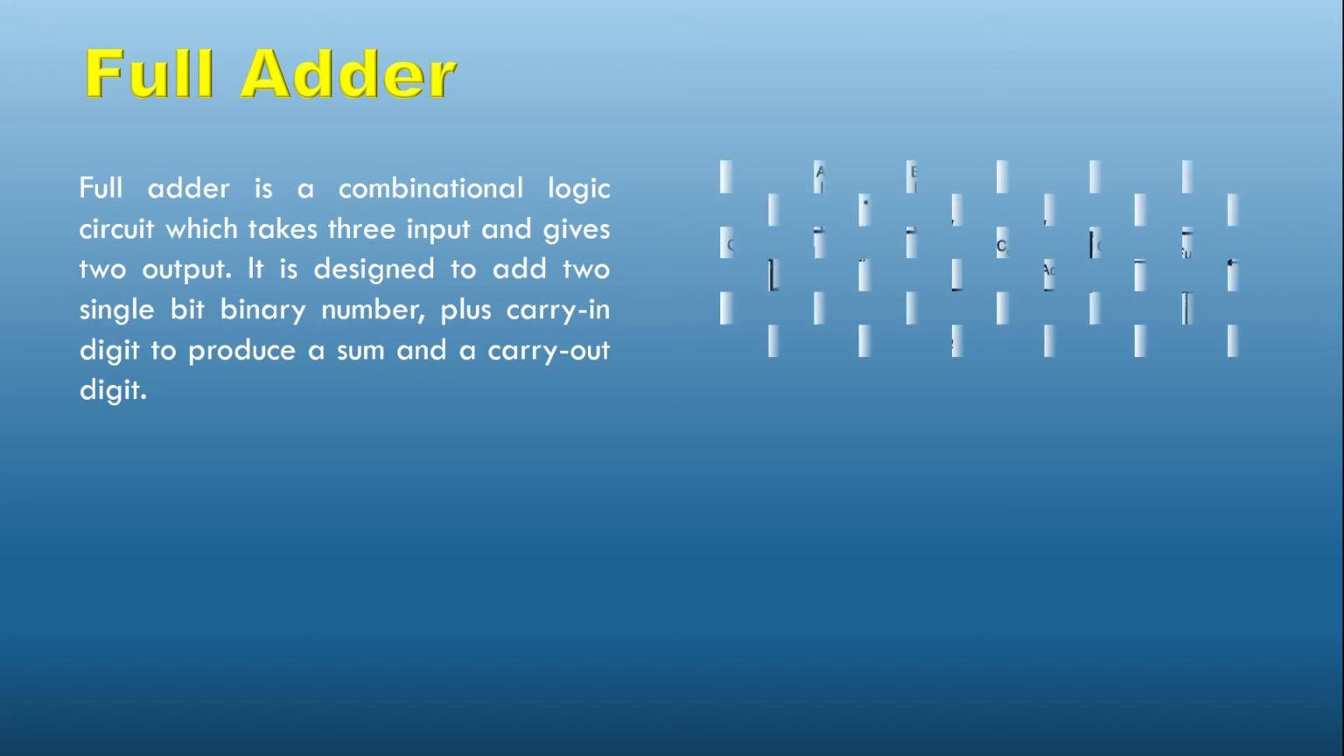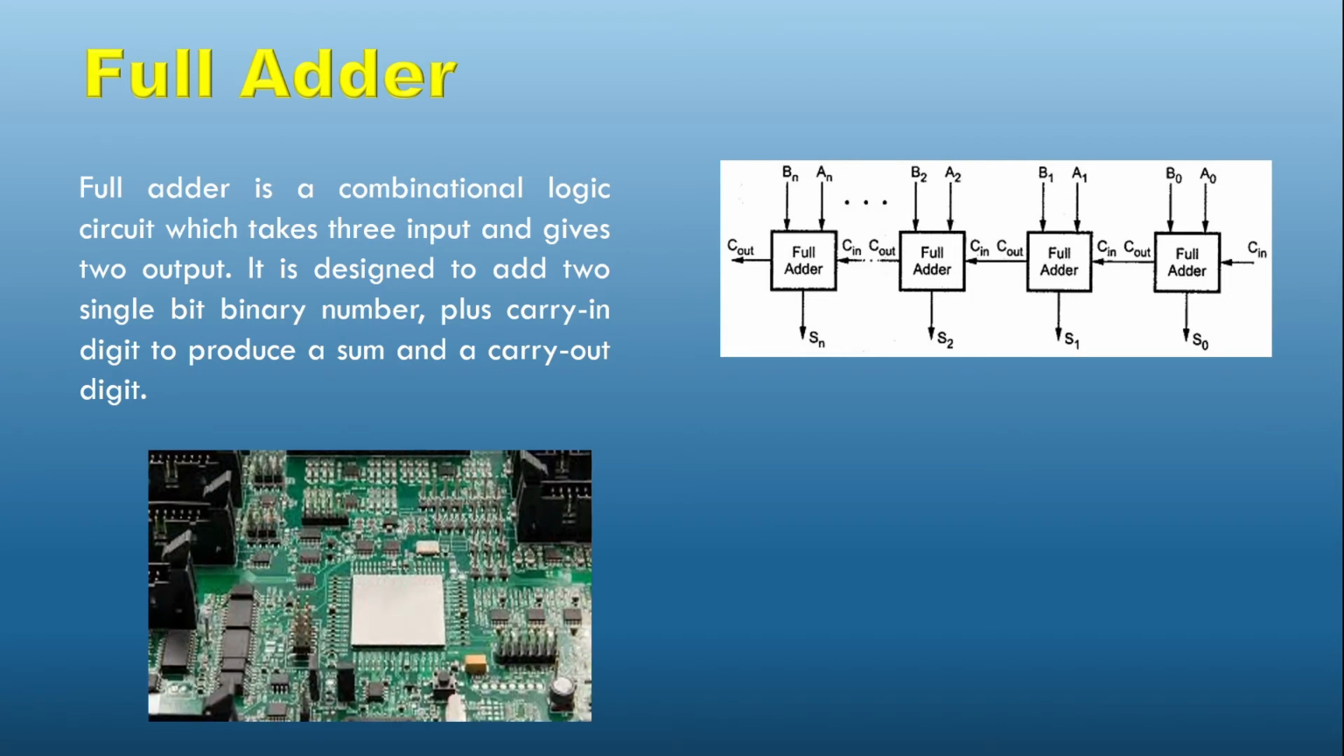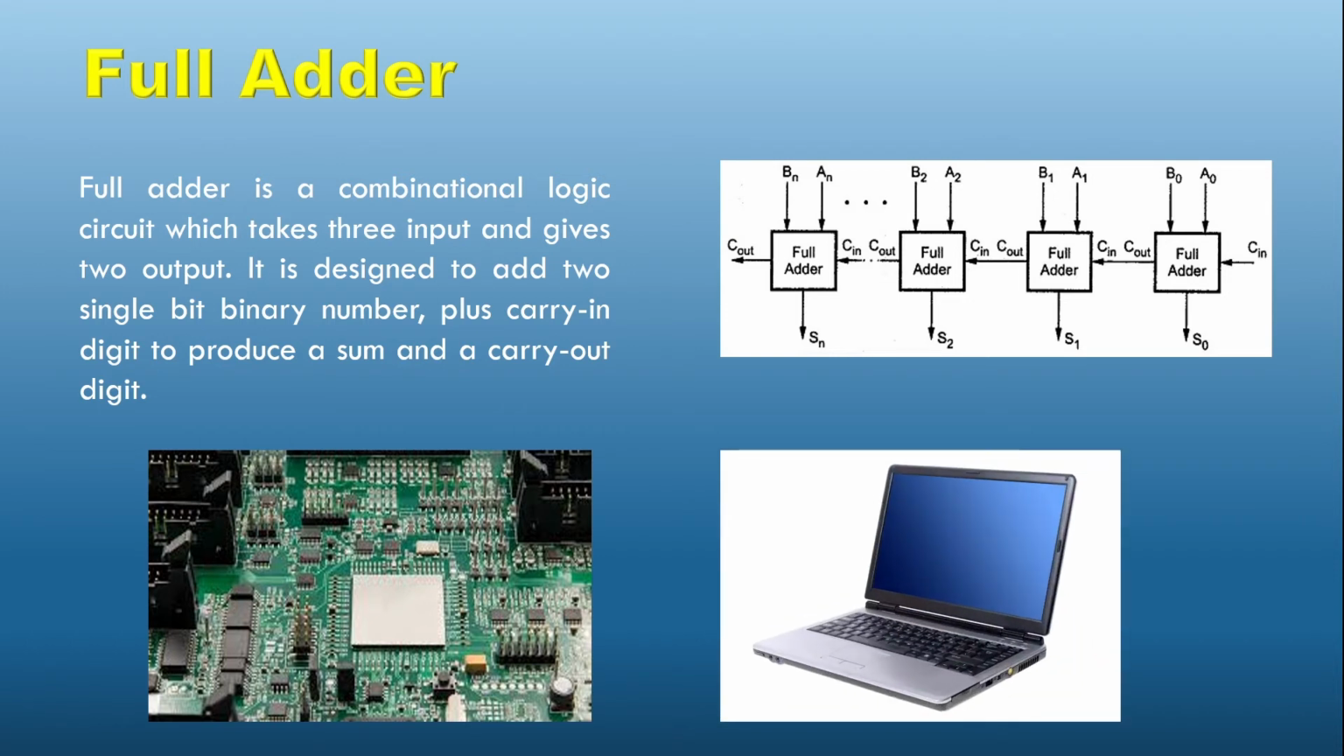Here is an example. Here is a diagram of a carry ripple adder, in which full adders are arranged in such a way that 2 inputs are passing in parallel and the carry-out digit of one adder is passed serially as an input for the next adder. Full adders are used in digital circuits, microwaves, computers, etc.